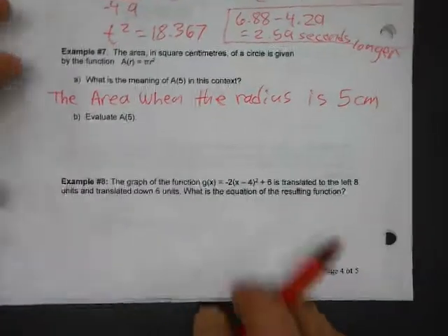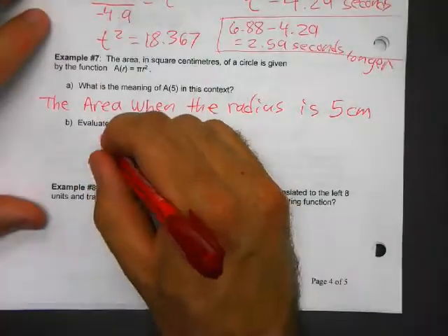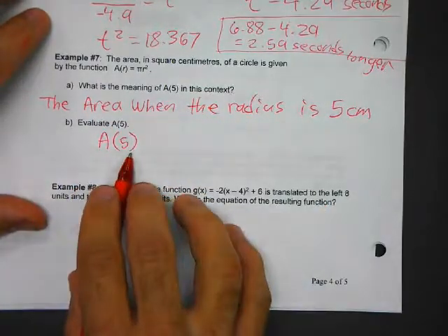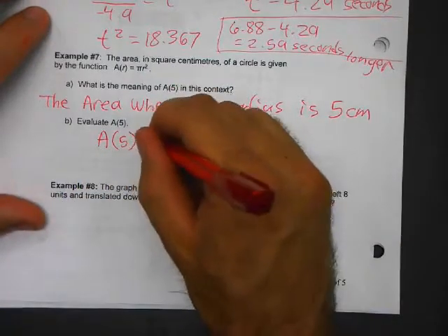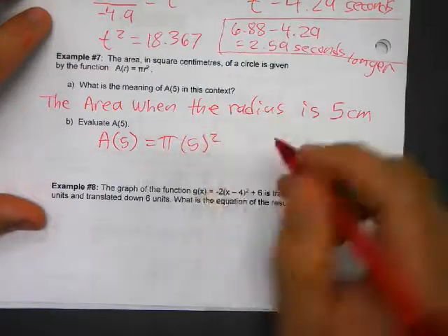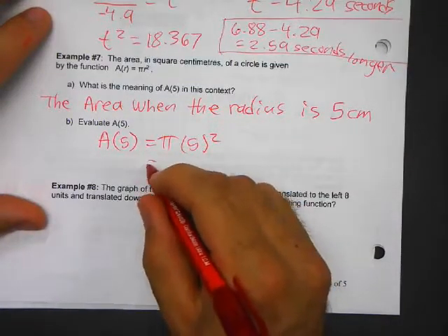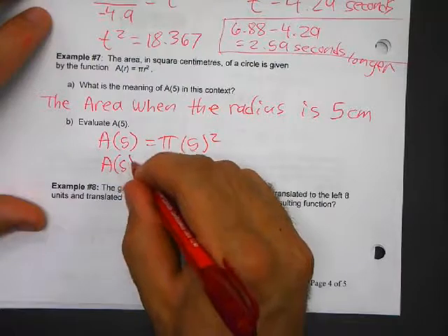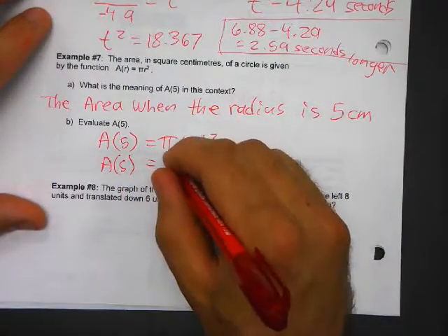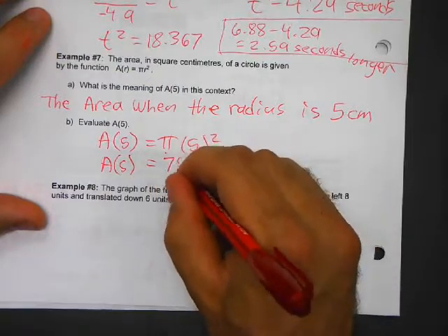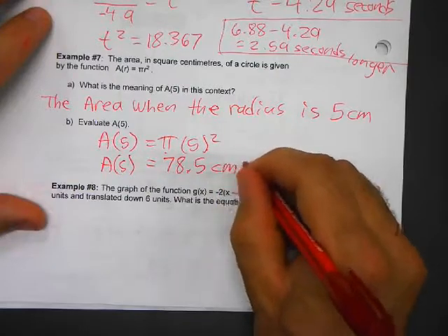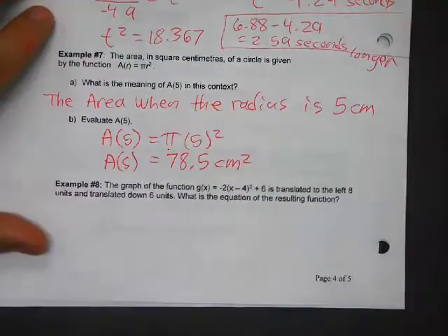Alright, now it says find what A of 5 actually is. So you just write A of 5. Remember, we're not going to do anything with this 5 on this side. We're leaving this A of 5. That's equal to pi times 5 squared, which is going to be, what is that going to be? Okay, when you put that in your calculator, it's 3.14 times 25, so 78.5, and we'll put centimeters squared for our units, and we're good to go.